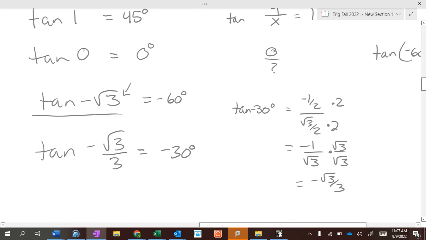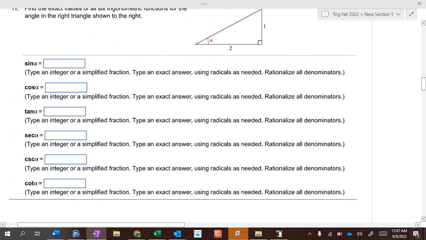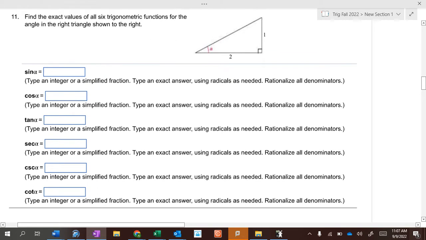Okay, so the tangent ones are going to be a little bit more difficult, but after you do them enough, you might remember them. Okay? So we'll do some like that as warm-up exercises. And then we'll go back to triangles and figuring out all the parts.